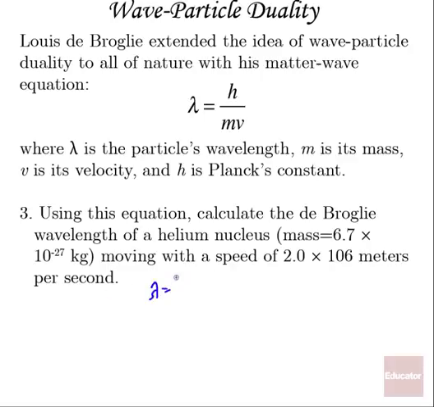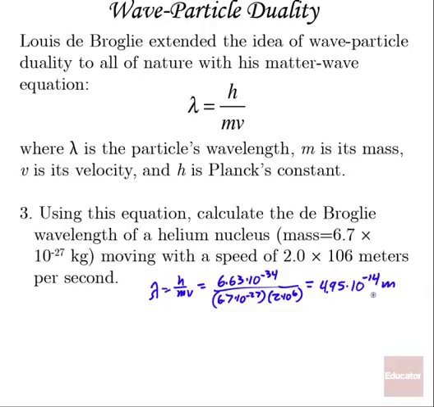Well, if lambda equals h over mv, that's going to be Planck's constant, 6.63 times 10 to the minus 34, divided by the mass, 6.7 times 10 to the minus 27 kilograms, divided by the velocity, 2 times 10 to the 6th meters per second, is going to give us a wavelength of about 4.95 times 10 to the minus 14 meters. Really, really small wavelength.